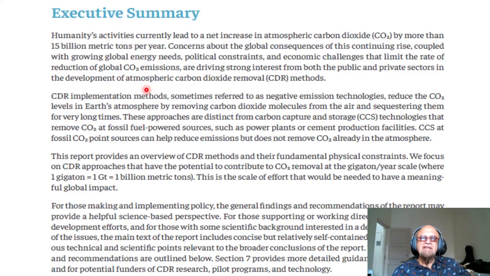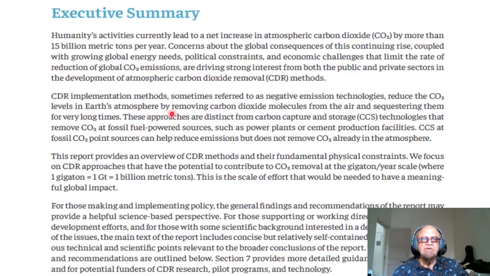Humanity's activities currently lead to a net increase in atmospheric carbon dioxide by more than 15 billion metric tons per year. We already know this. We have looked at it many times. Concerns about the global consequences of this continue to rise, coupled with growing global energy needs, political constraints, and economic challenges that limit the rate of reduction of global CO2 emissions, and they are driving strong interest from both the public and private sectors in the development of atmospheric carbon dioxide removal methods.